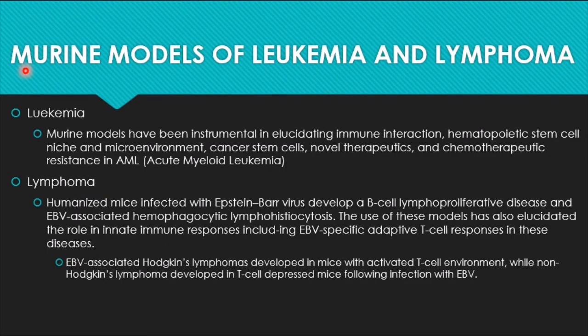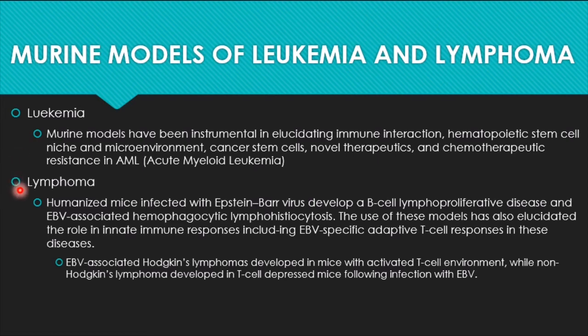Murine models of leukemia and lymphoma. In leukemia, murine models have been instrumental in elucidating immune reaction, hematopoietic stem cell niche and microenvironment, cancer stem cells, novel therapeutics, and chemotherapeutic resistance in acute myeloid leukemia.